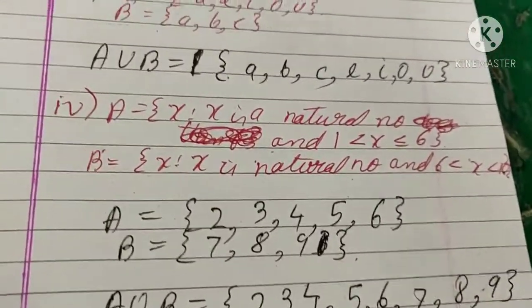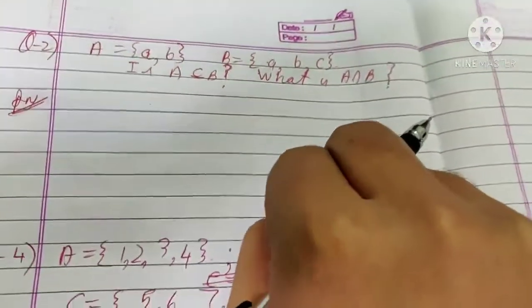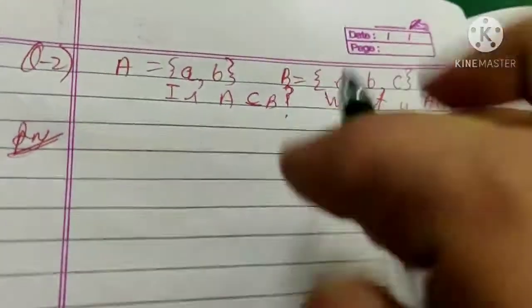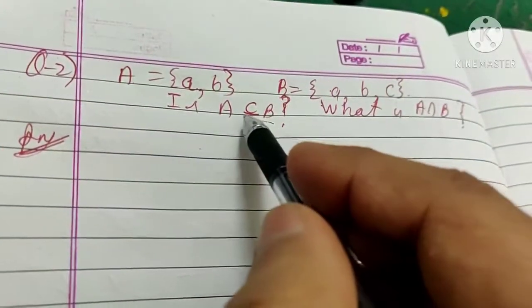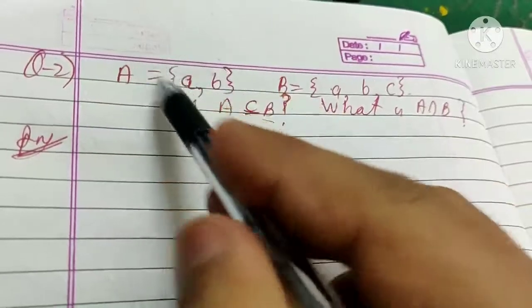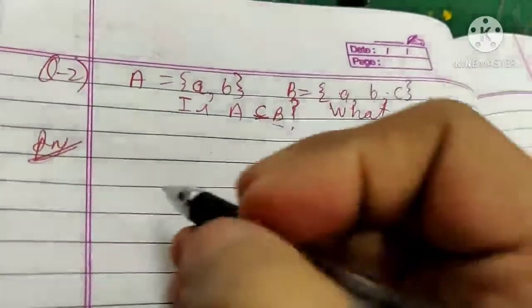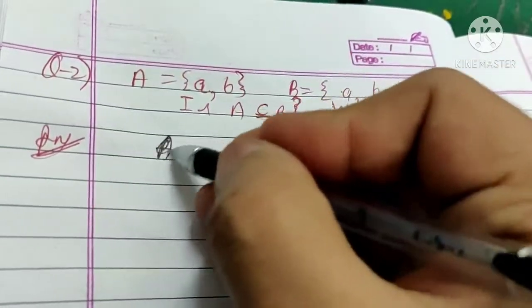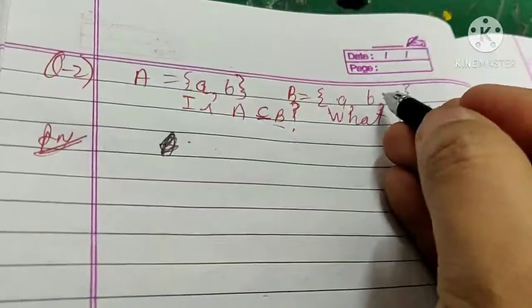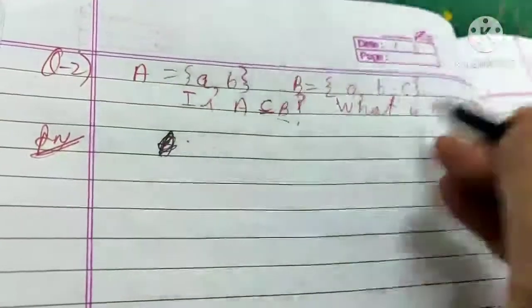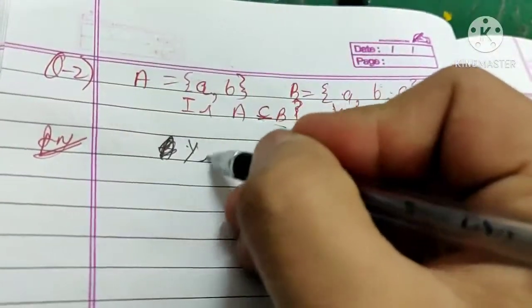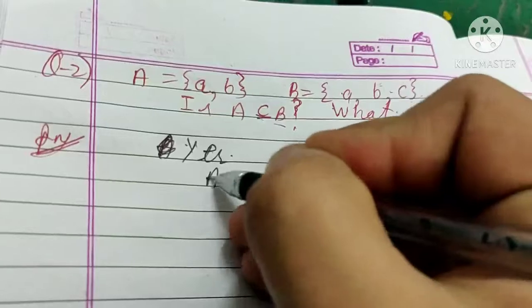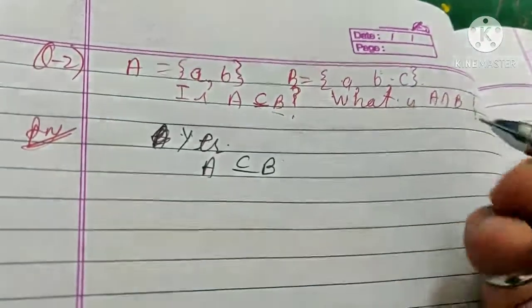Okay. So moving forward to the next question. Our next question says this. Set A is {a, b} and set B is {a, b, c}. We have to check, is A a subset of B? This is the symbol of subset. Is whole set A present inside set B? Yes, A is a subset because a and b are present inside whole set B. Means whole set A is inside B. Yes, A is a subset of B.